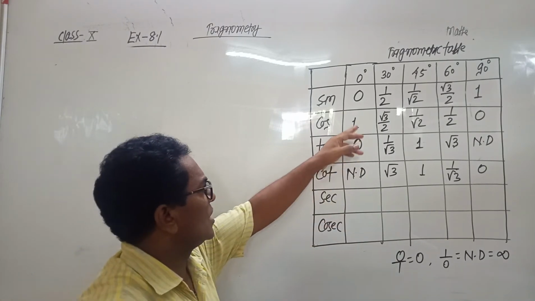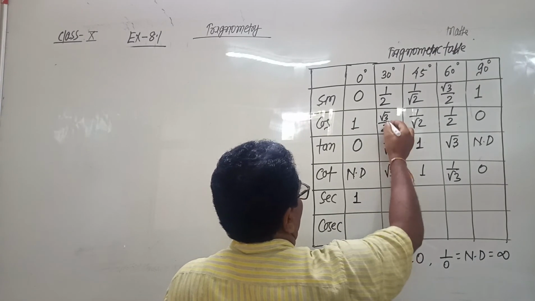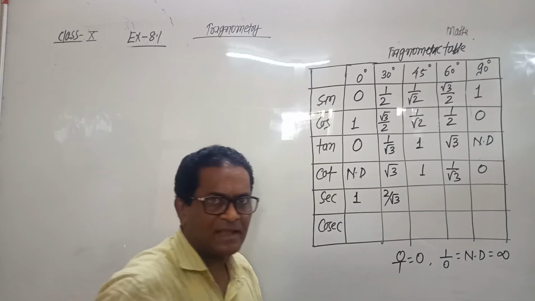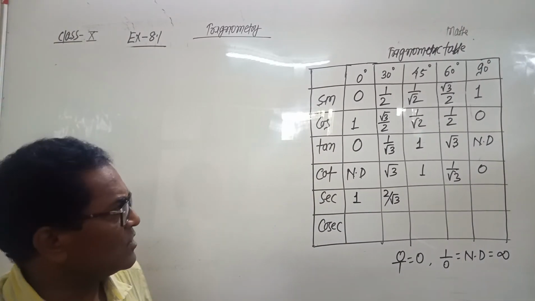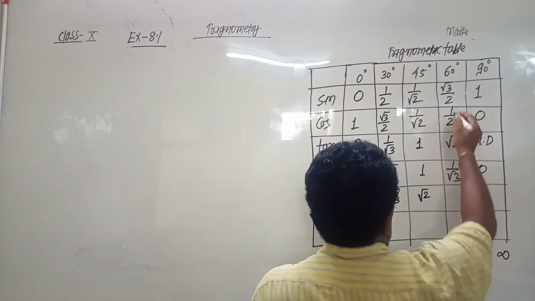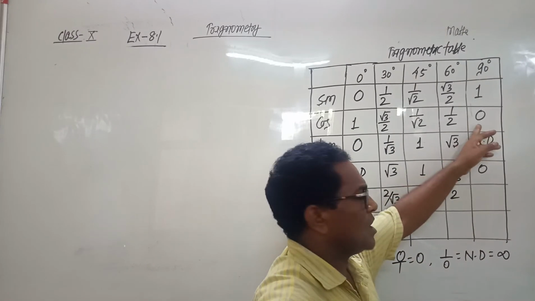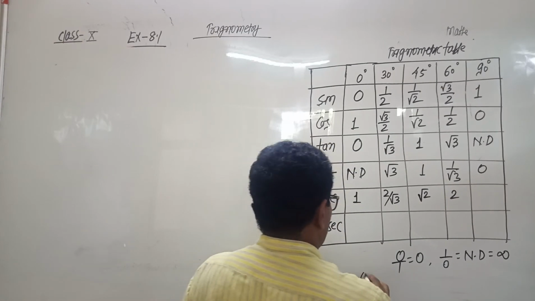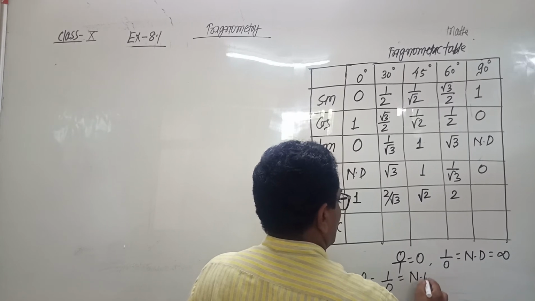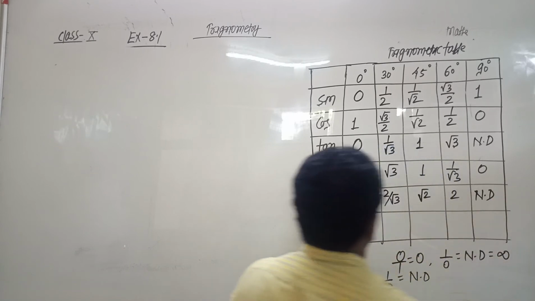Sec is the reciprocal of cos. So this is 1. Reciprocal of 1 is 1. Reciprocal of root 3 by 2 is 2 by root 3. We have to make the reciprocal of the value of cos. Reciprocal of 1 by root 2 is root 2 by 1. Reciprocal of 1 by 2 is 2. And here is 0 upon 1. So reciprocal of 0 upon 1 is 1 upon 0, and 1 upon 0 is again not defined. So this is not defined.